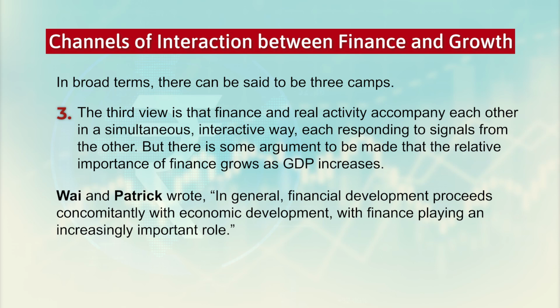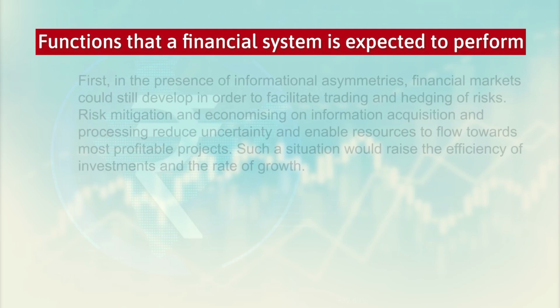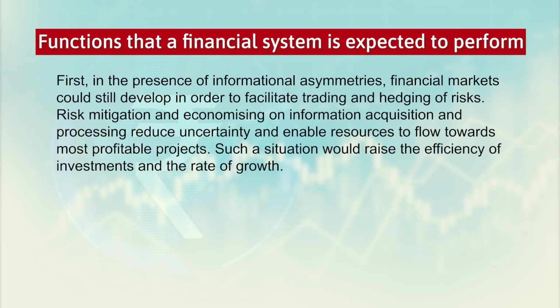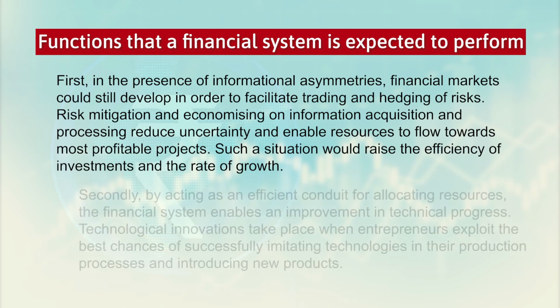Next, we go to the next part that we have in the objectives, that is, what are the functions that a financial system is expected to perform. Number one, in the presence of information asymmetries, financial markets could still develop in order to facilitate trading and hedging of risks. Risk mitigation and economizing on information acquisition and processing reduces the uncertainty and enables resources to flow towards more profitable ventures. Such a situation would raise the efficiency of investment and the rate of growth.